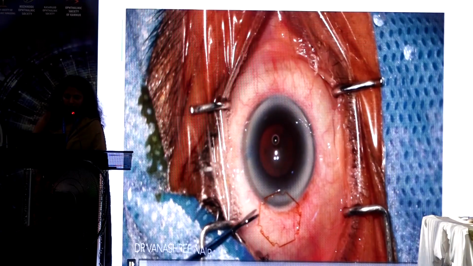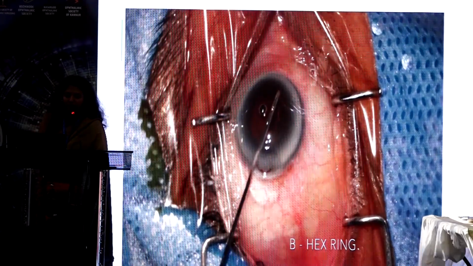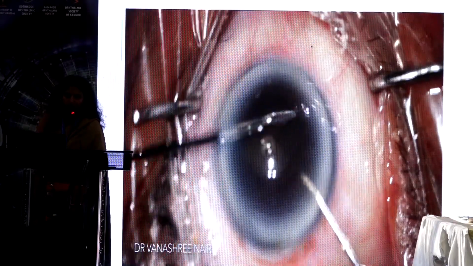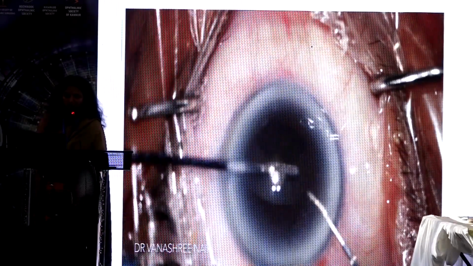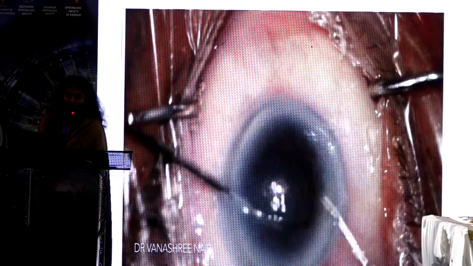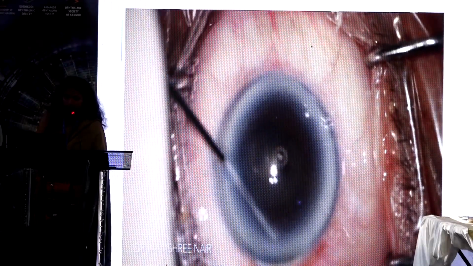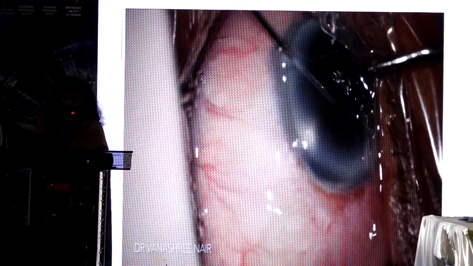For the B-Hex, actually, it is very flexible, but it's uniplanar, and I feel that there's a slightly more learning curve to the B-Hex. It is very floppy, and I don't prefer it for floppy iris. I mean, if you have a rigid pupil, yes, B-Hex works better, but for floppy iris or IFIS cases, I feel the Malyugin ring does better.